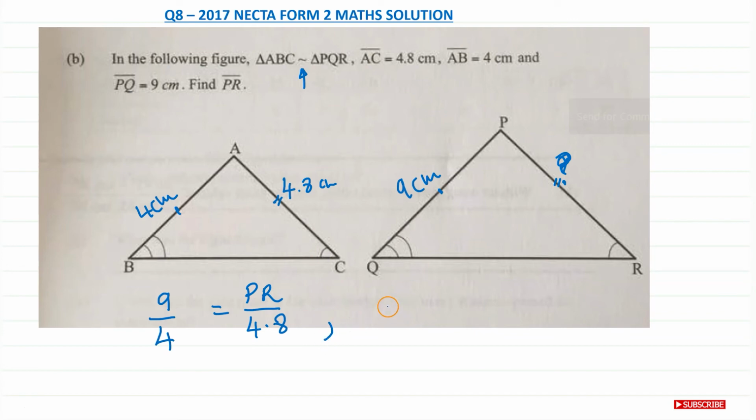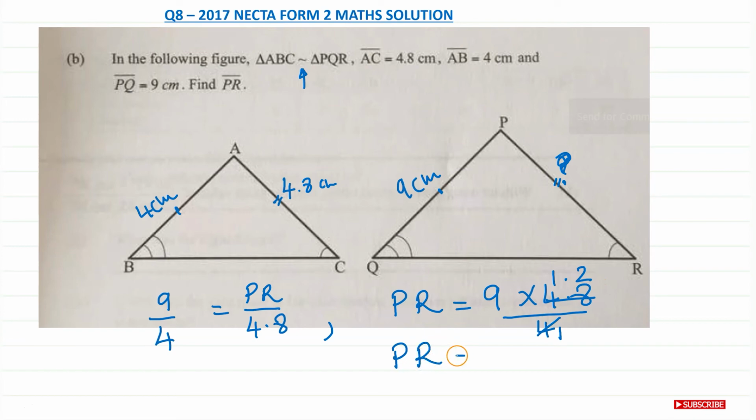Now, if I rearrange this, I will have PR equals 9 times 4.8 divided by 4. If I simplify this, 4.8 divided by 4 is 1.2, and then 9 times 1.2, well, 9 times 12 is 108, and that will give me 10.8 as there is a decimal there. So the answer is 10.8.